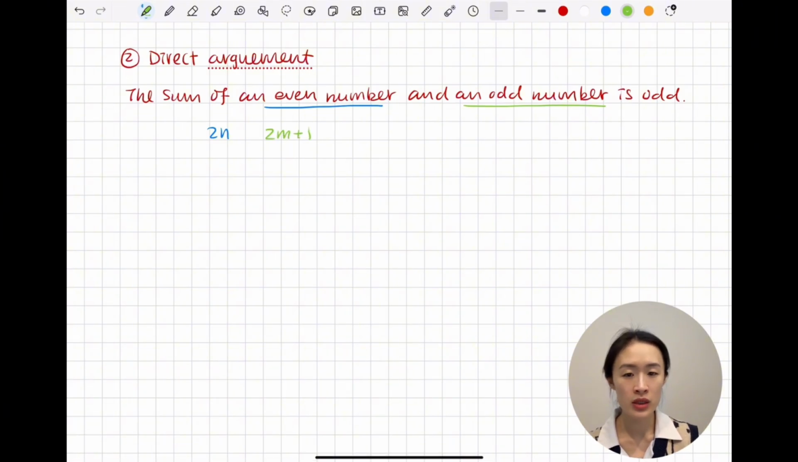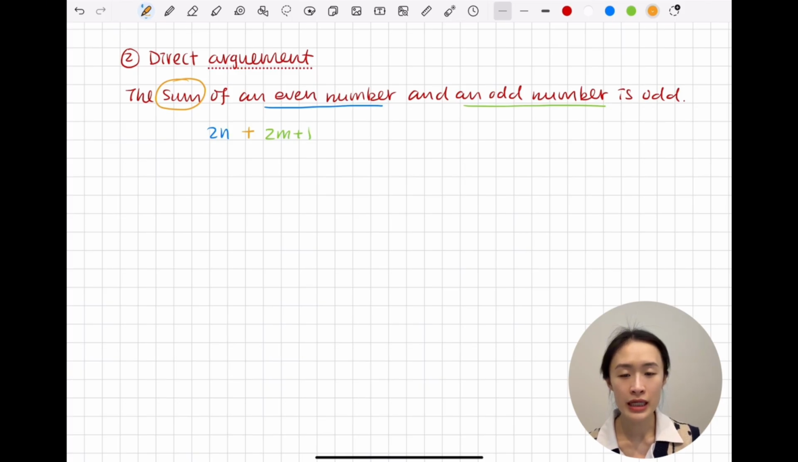Now, the reason why we wanted to use different letters here is because we don't have to have two numbers that are consecutive. So, for example, m can be 1, n can be 7. If we use the same letter, then that means n will need to be the same in both expressions. Okay, now in the question, it says the sum of these two numbers, so we are going to add them together. Now we need to prove that it's an odd number.